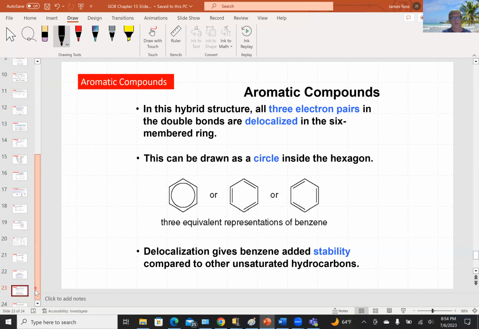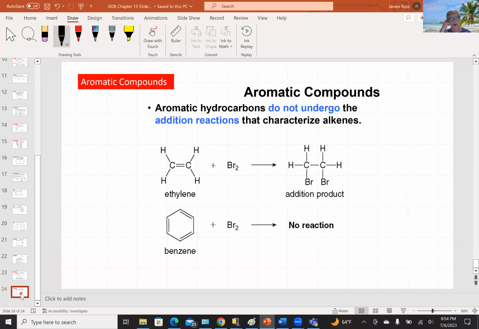Okay, and to finish this off, again, we said that benzene is not an alkene, so it won't undergo addition reactions in the same way that an alkene will. So we know that alkenes, true alkenes, will undergo addition. So here we've got halogenation to form this dibromo substituted alkane. We can't do the same with benzene because it's not an alkene. Okay, so that will conclude this video.